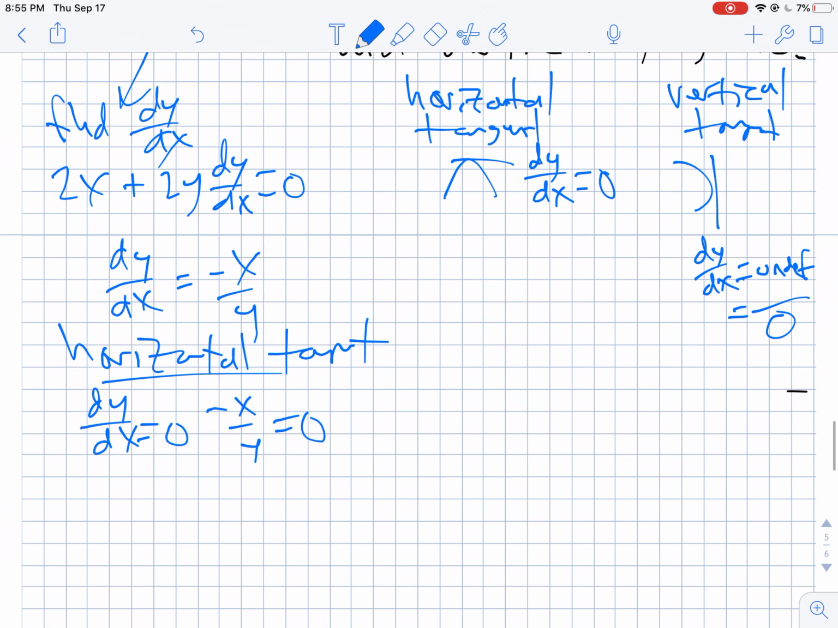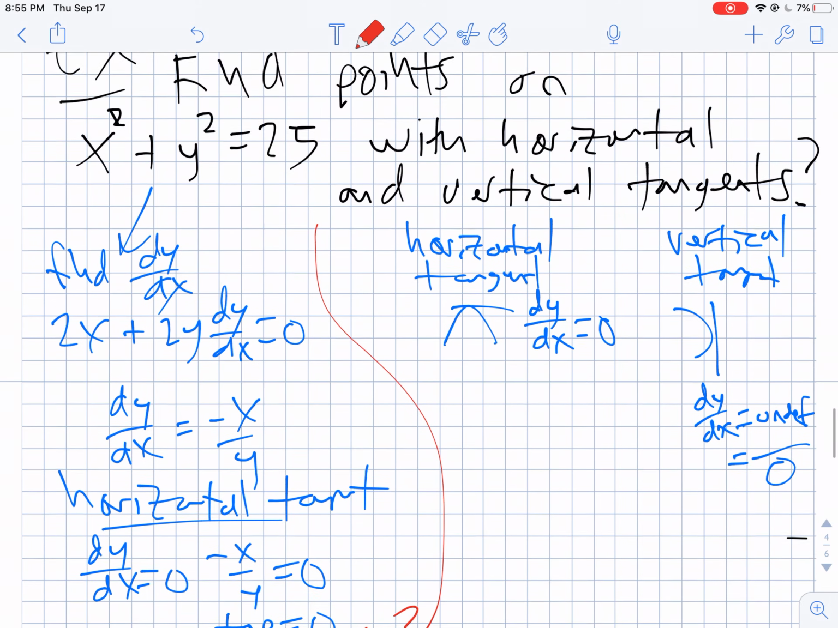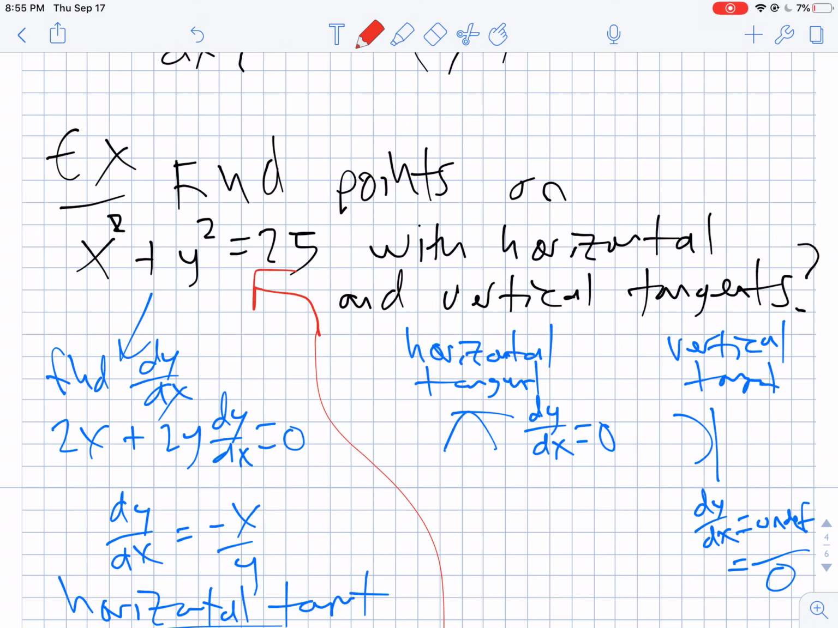When a fraction equals 0, that means that the top must equal 0. It's got to be 0 over something. So negative x equals 0, so x equals 0. But the problem asks me for points. So if I need to find points, I need to do what I did at the end of the previous video, and plug back in to the original. The original gives us the points on the curve, not the slope. So I've got to go all the way up here and plug in this equation.